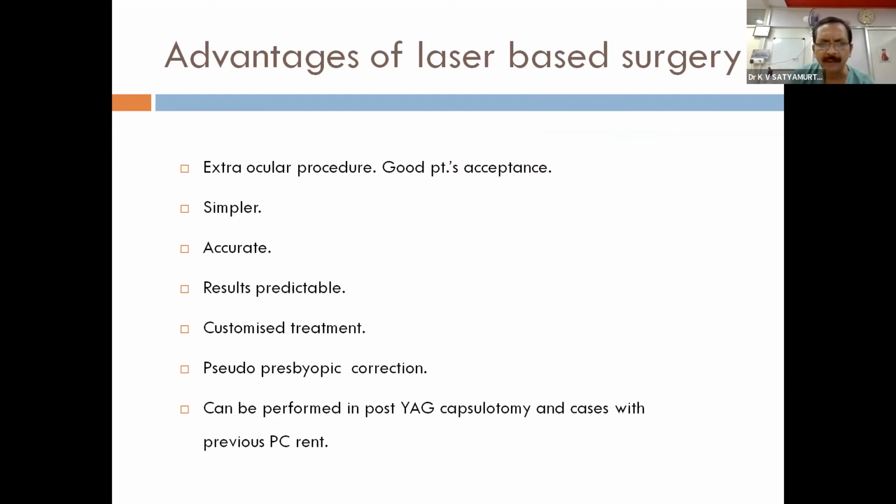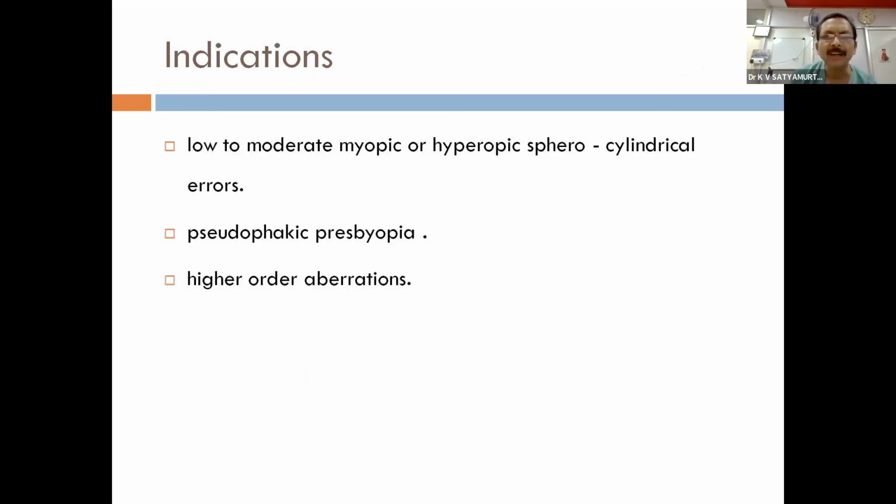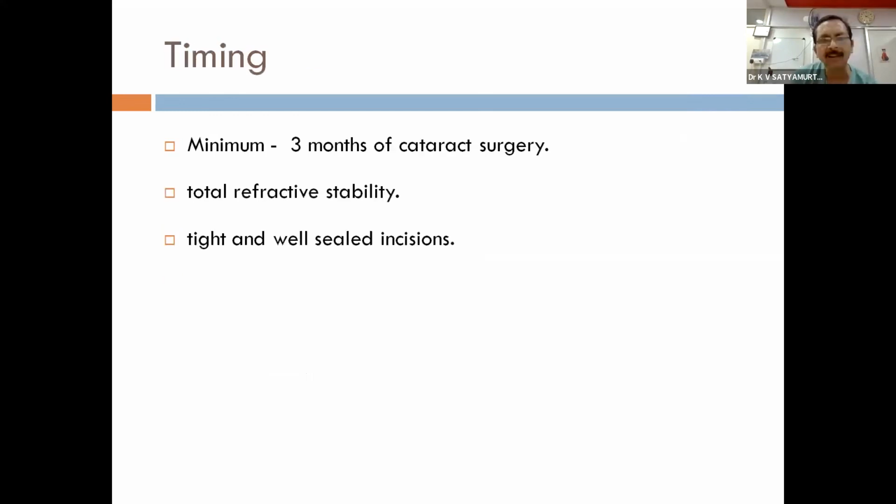We can do presbyopia correction, and it can be performed when the PC is not intact, especially following a capsulotomy or a previous PC rent. One can go ahead and do this. The only limitation is that we'll have to do it with low to moderate myopia or hyperopia, and then spherocylindrical errors can be corrected. One can do multifocality, and these things we have discussed.